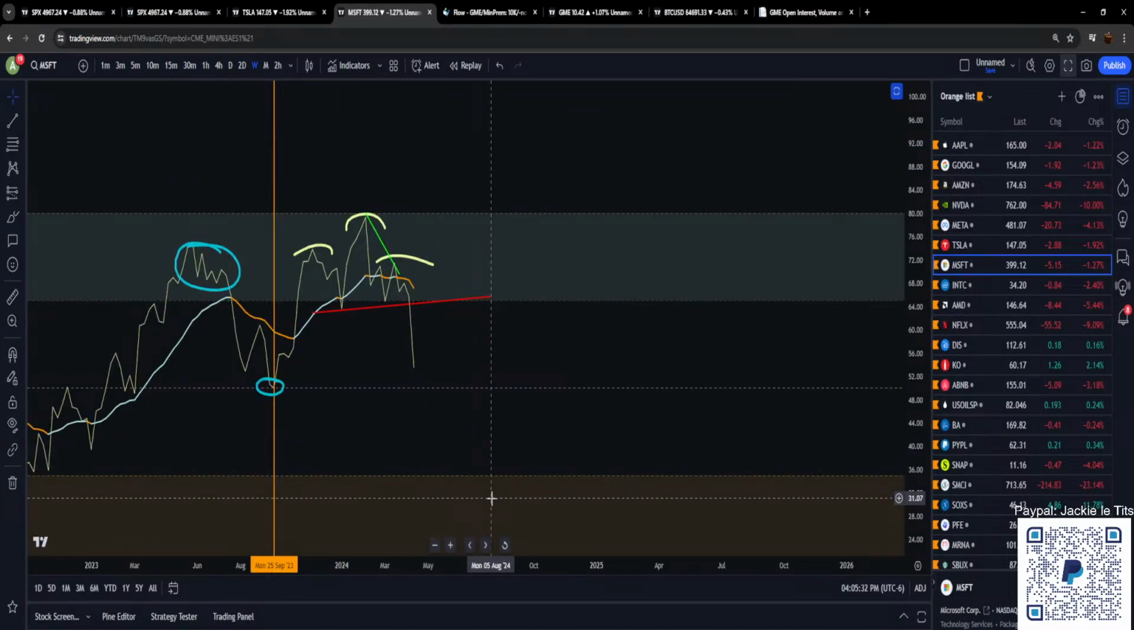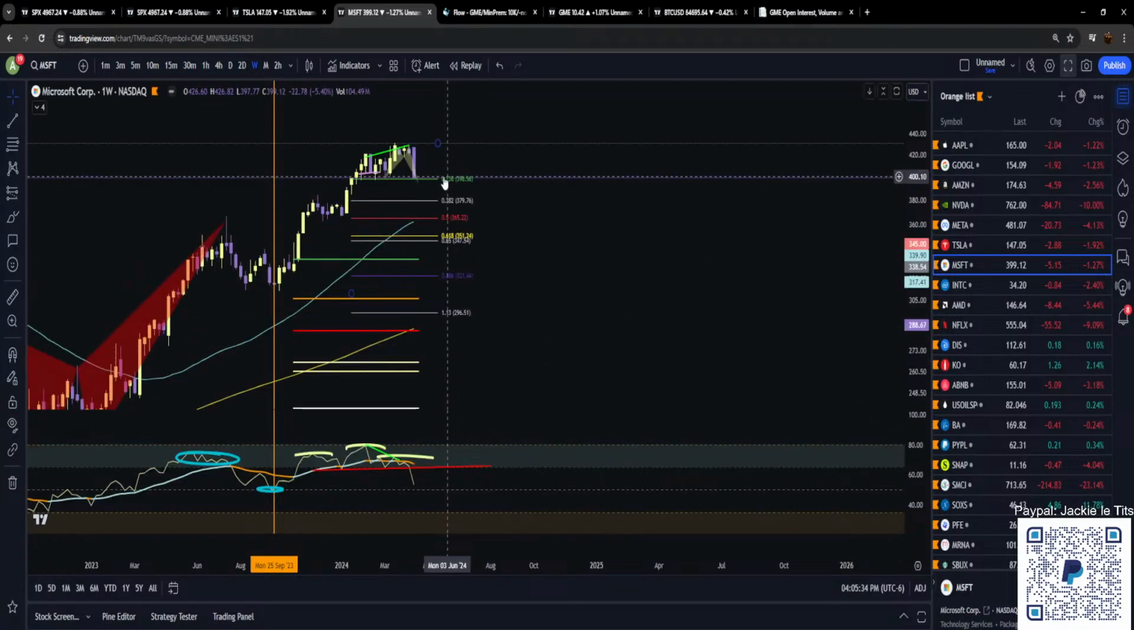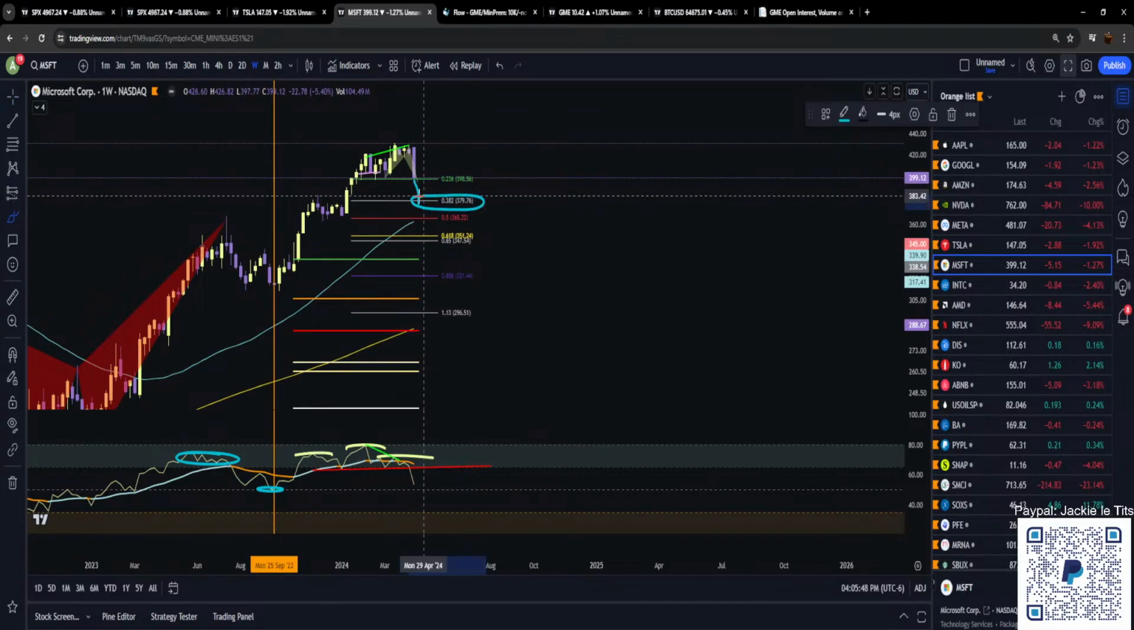Boom. Now you're looking for a test of the center line. That suggests that if we do not hold the 236, it's almost a guarantee that you're going to go to 380. Why 380? Very likely the next weekly candle, if it were to come down here, guys, remember this, would just so happen to align with the center line acting as the weekly 382 Fibonacci.